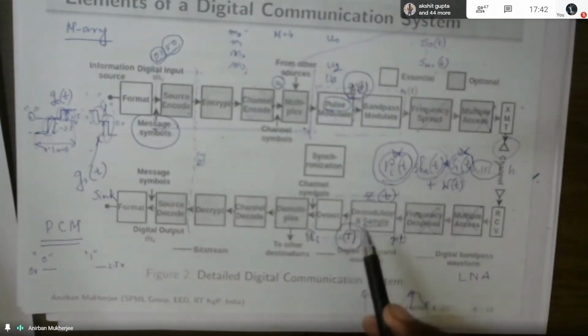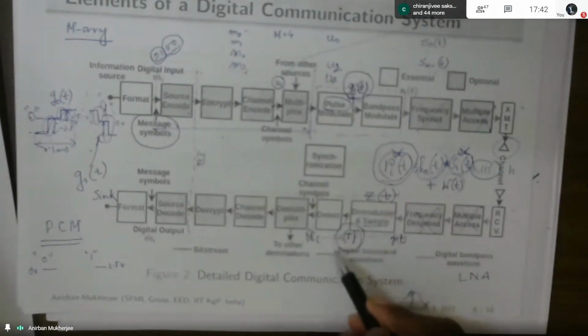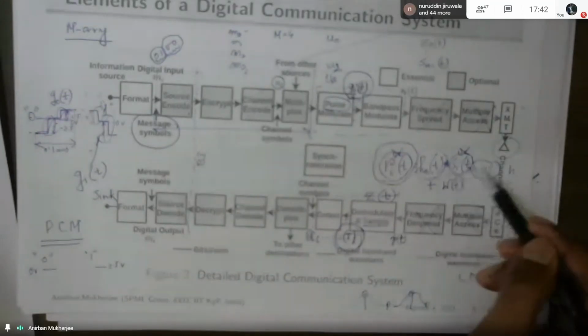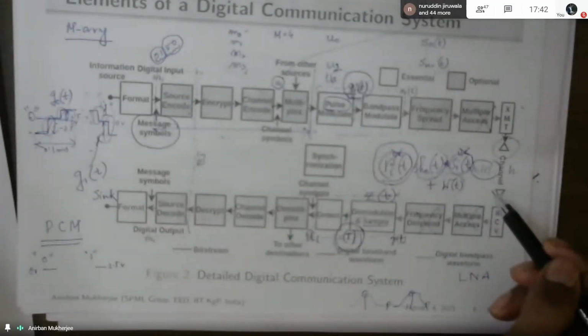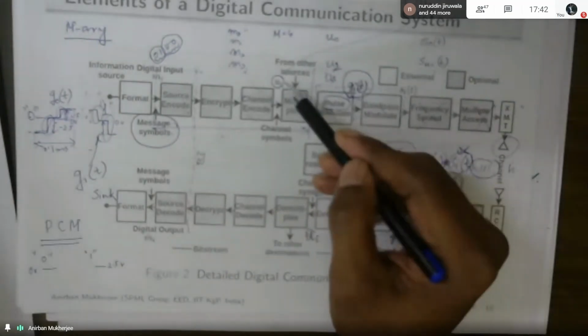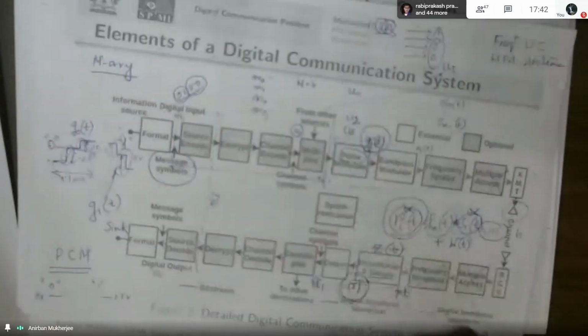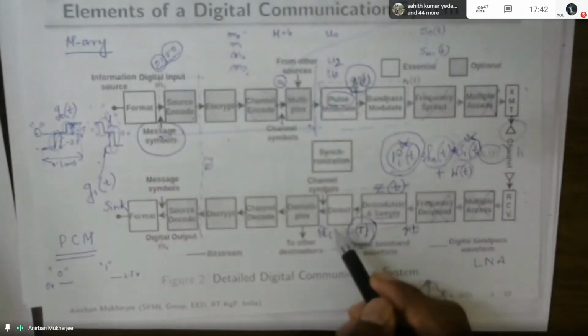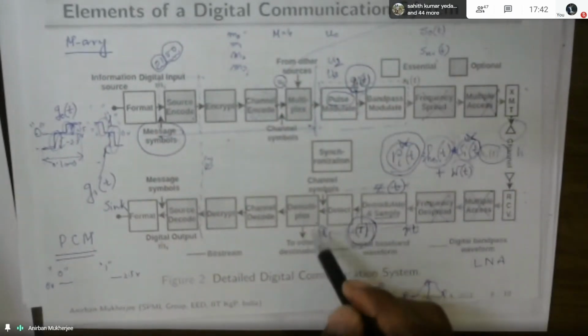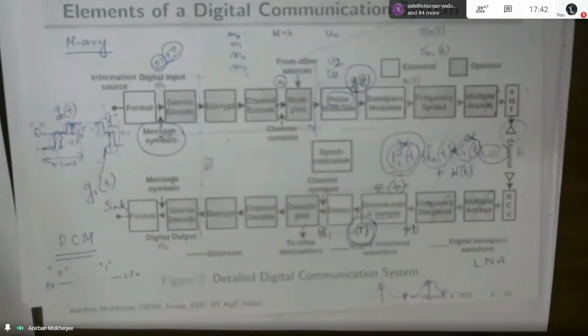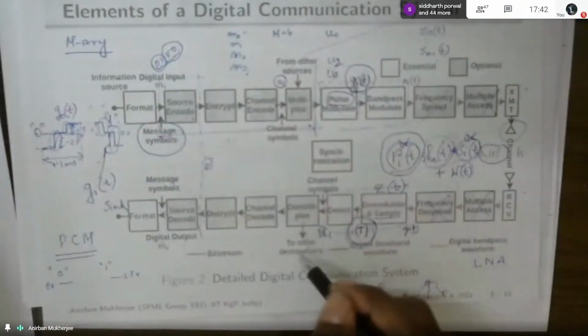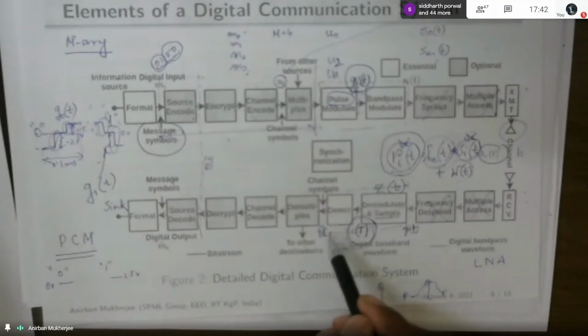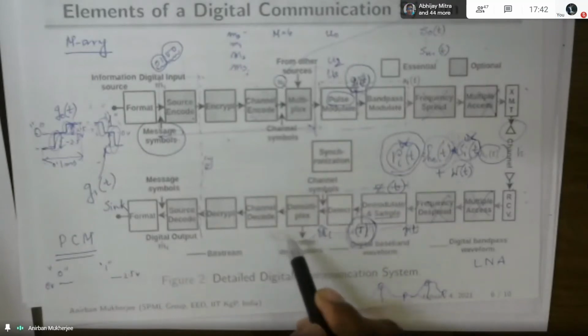Because sometimes, depending on this ZT, you could not clean the channel effect and this noise effect clearly, so the actual channel symbol is U0, but you have detected it as U1. Okay. Then you have the demultiplexing. That means multiplex, demultiplex, if multiple sources are using the same channel. I am not considering multiplexing at this point.